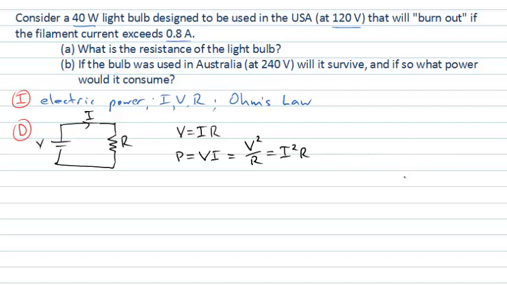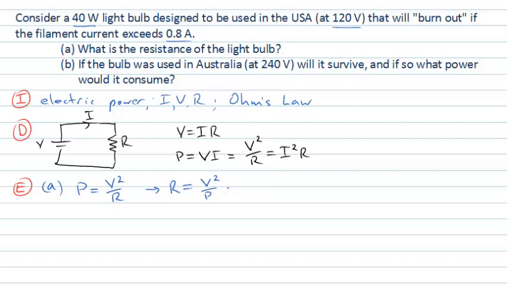In our evaluate step for part A, when we try to find the resistance of this light bulb, the most useful form here might be that power equals V squared divided by R, because we're told the power of this light bulb at a particular voltage, so we can rearrange that to see that the resistance of this light bulb must be V squared divided by P.